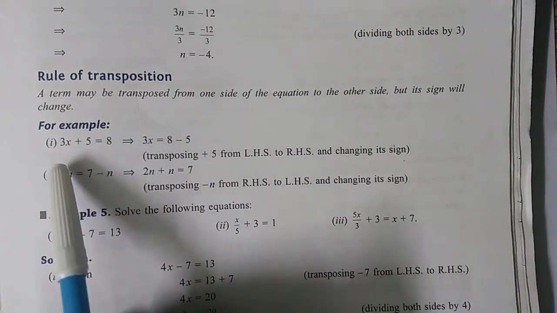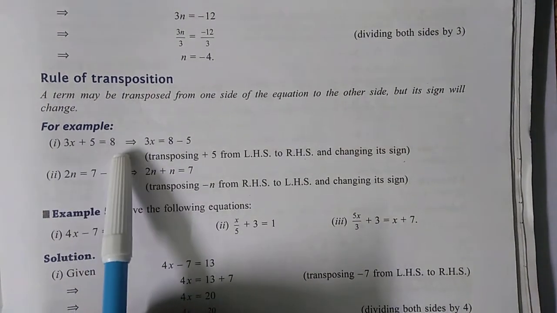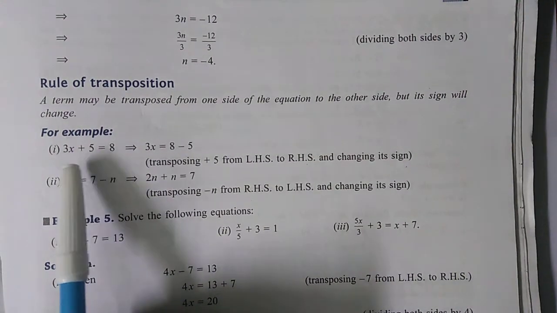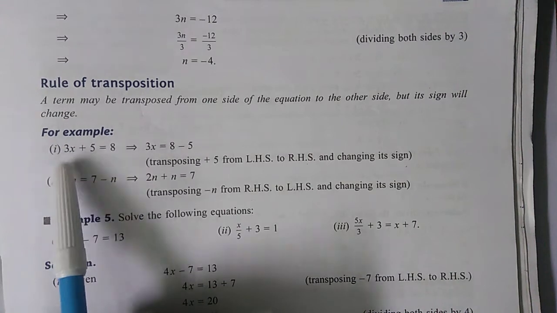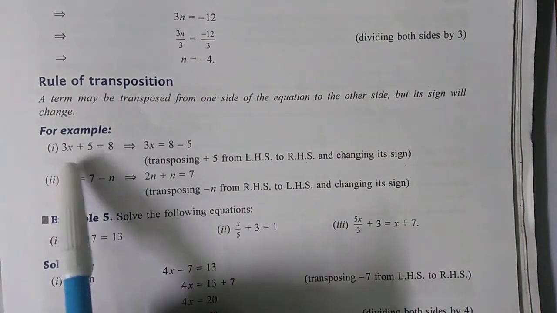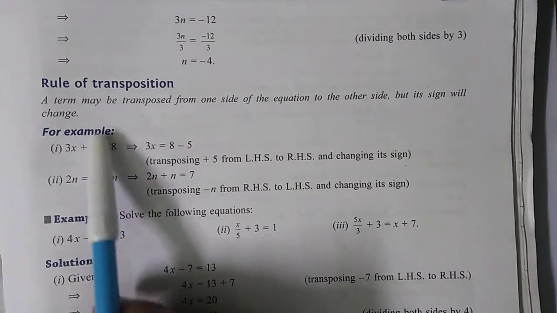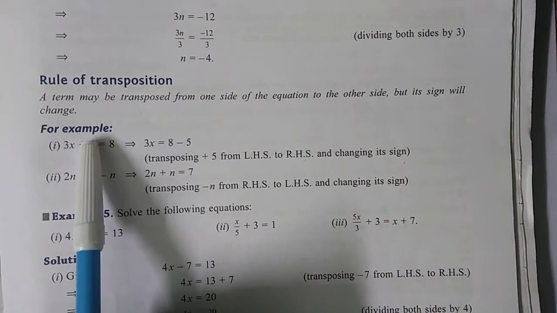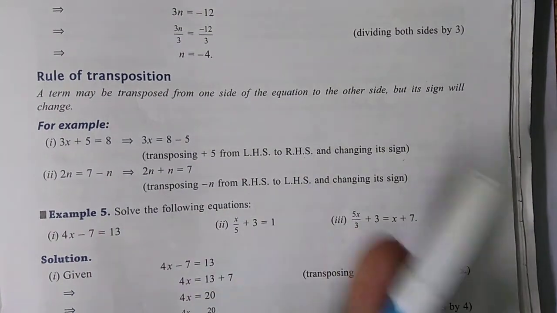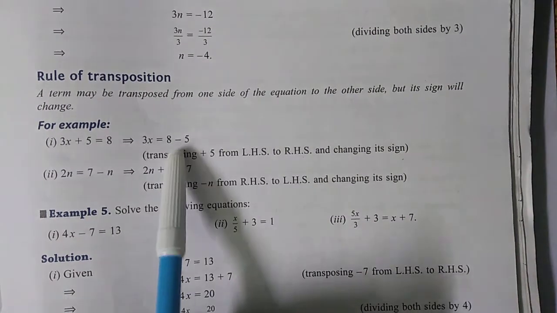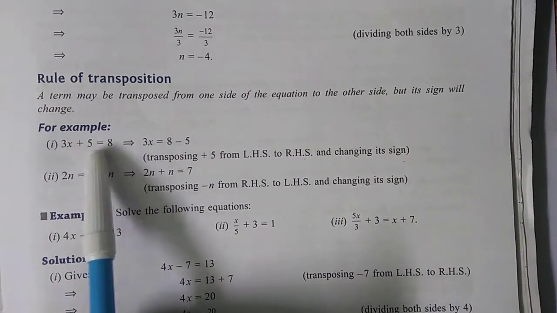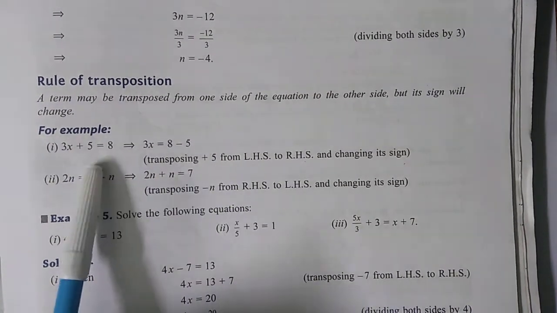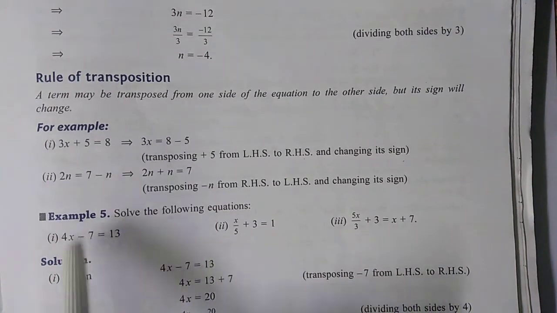So let us take an example. We have the equation 3x plus 5 equal to 8. Now, to solve the equation, we need to collect the variables on one side and the constants on the other side. So 3x stays, and now I have to shift this plus 5 to the other side. If this plus 5 gets shifted to the other side, it will change its sign. This is known as transposing. Transposing plus 5 from the left hand side to the right hand side and changing its sign is known as the rule of transposition.